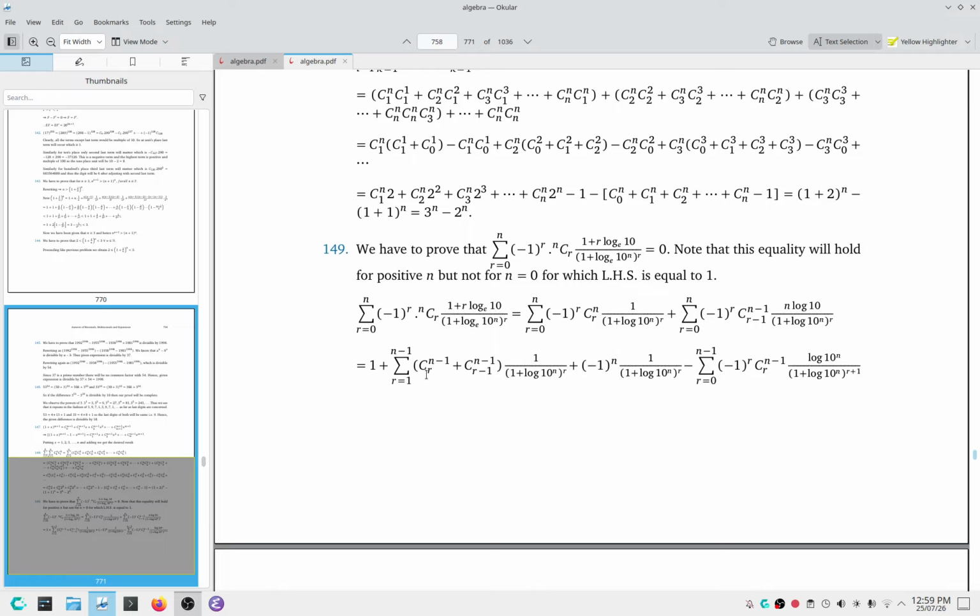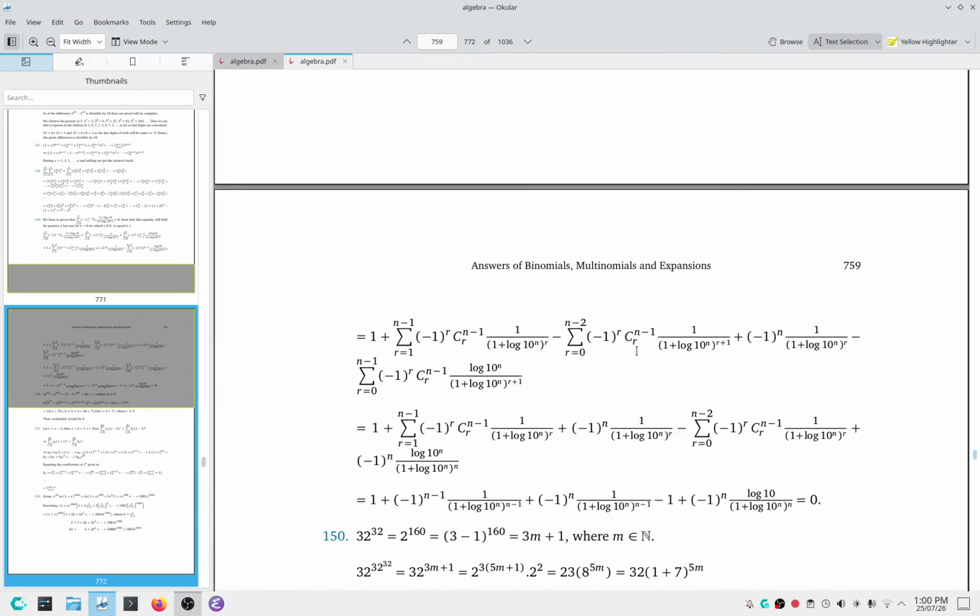Now this is equal to 1 plus the sum over r from 1 to n minus 1 of nCr, plus n times n minus 1 Cr minus 1, times 1 upon 1 plus log 10 to the power n, to the power r, plus minus 1 to the power n times 1 upon 1 plus log 10 to the power n, to the power r, minus the sum over r from 0 to n minus 1 of minus 1 to the power r, n minus 1 Cr, and log 10 to the power n upon this.